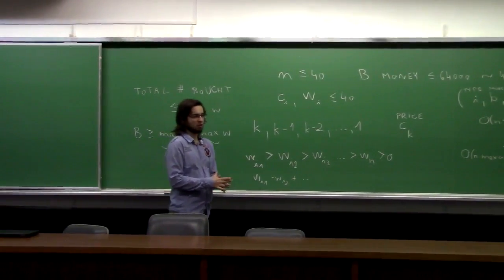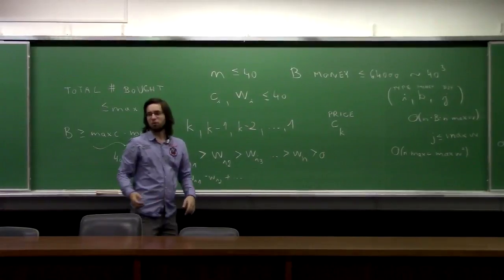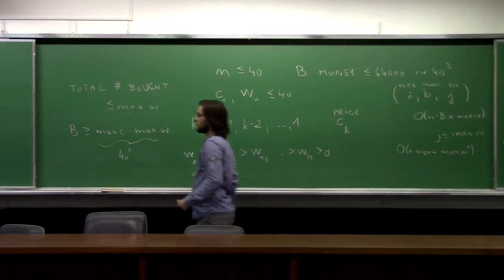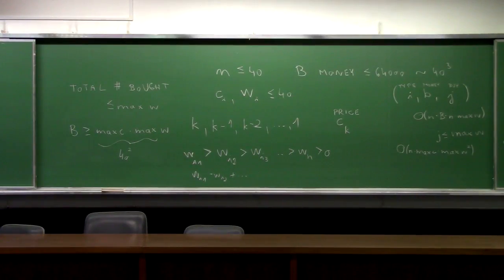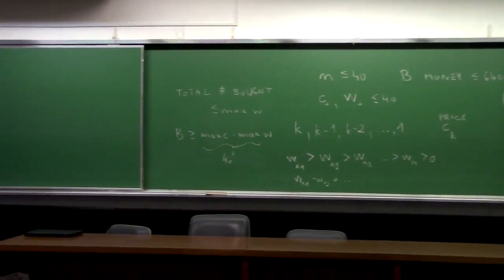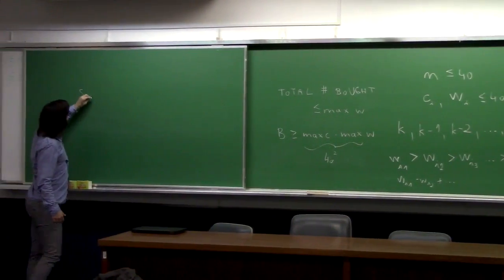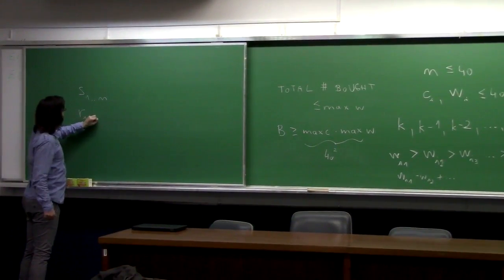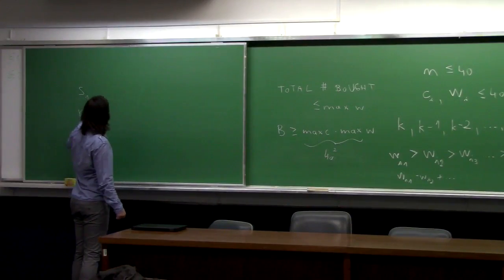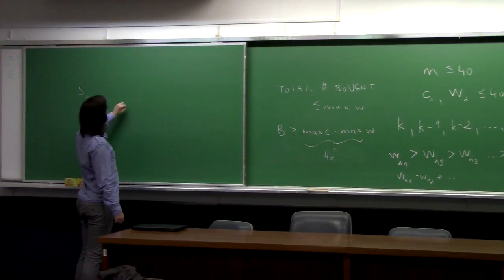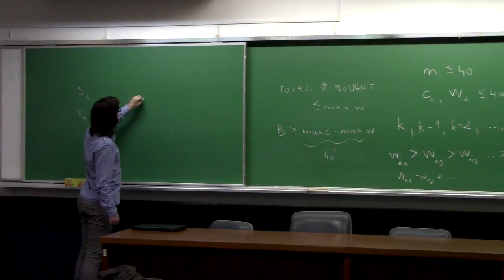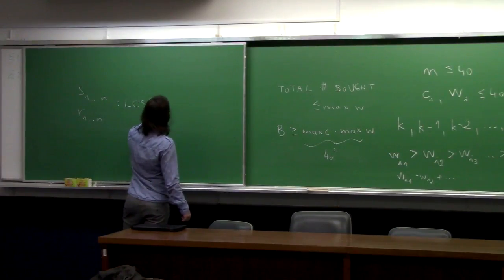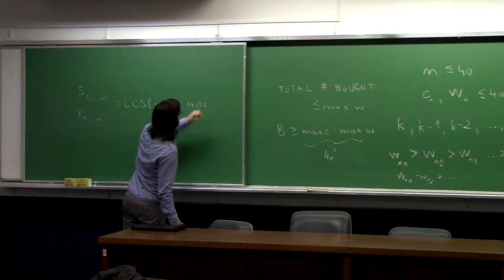And now let's move on to something simpler. Problem D was about taking some string S1 to n and making another string, let's call it R1 to n, such that the longest common subsequence of S and R is minimal.